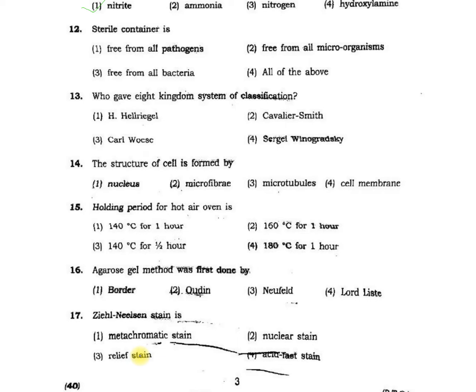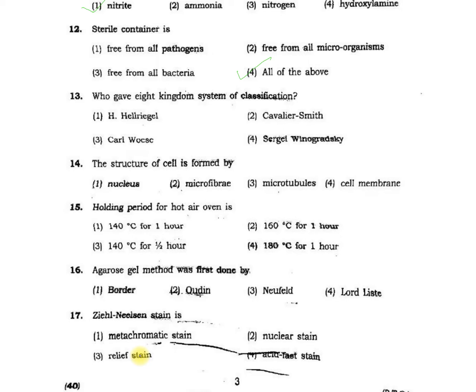Free from all microorganisms. 3. Free from all bacteria. 4. All of the above. The sterile containers, these are used for the collection of the specimen and these should be free from all the living forms. So here the question number 4, all of the above is the correct one.